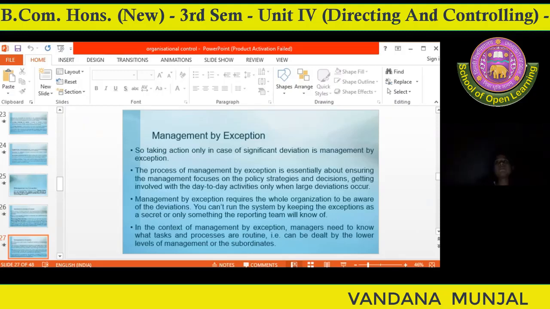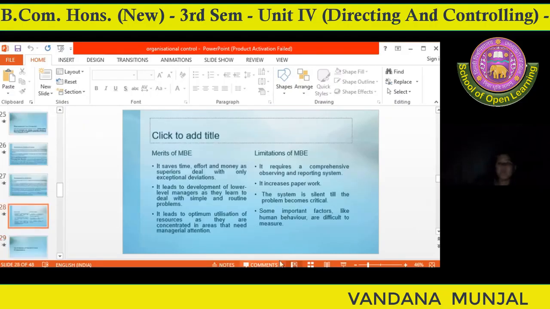Sometimes the problem is more of strategic in nature rather than operational problem. So top management should not waste their time in the operational control. It should focus on the areas of strategic control. Merits of management by exception: it saves times, energy and money. It saves energy of the top management, and it leads to optimum utilization of resources.